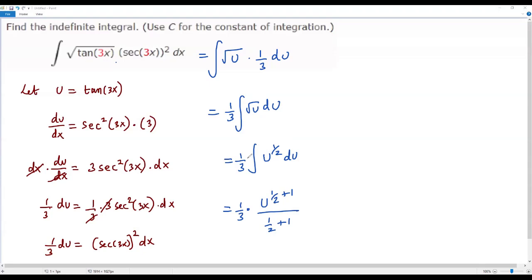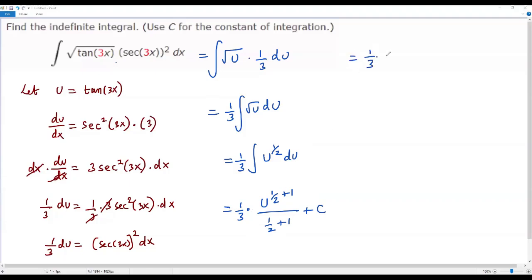When I evaluate an indefinite integral, I always have to add the constant of integration to the result. Actually, this is the result of the integration over here, so I must add the constant of integration to this result. The question says use c for the constant of integration. So let me add this c as the constant of integration over here. That is positive c.